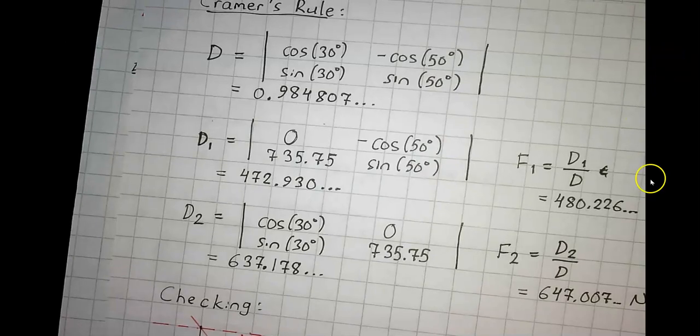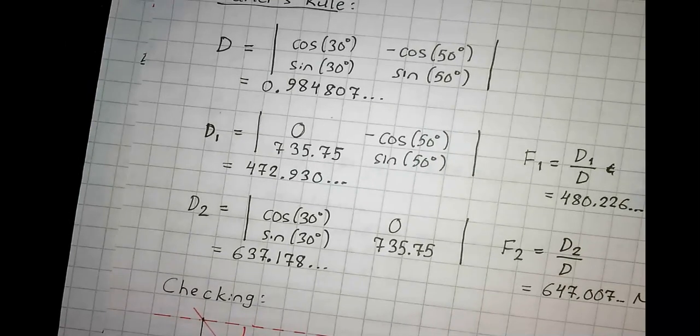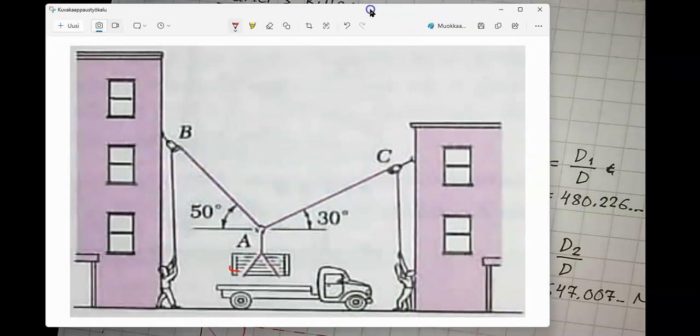Let's say we have this kind of example. By the way, one notion. I will show again the picture, if I find that picture. Yeah, this was our problem, which we solved right now, and we got the answer.